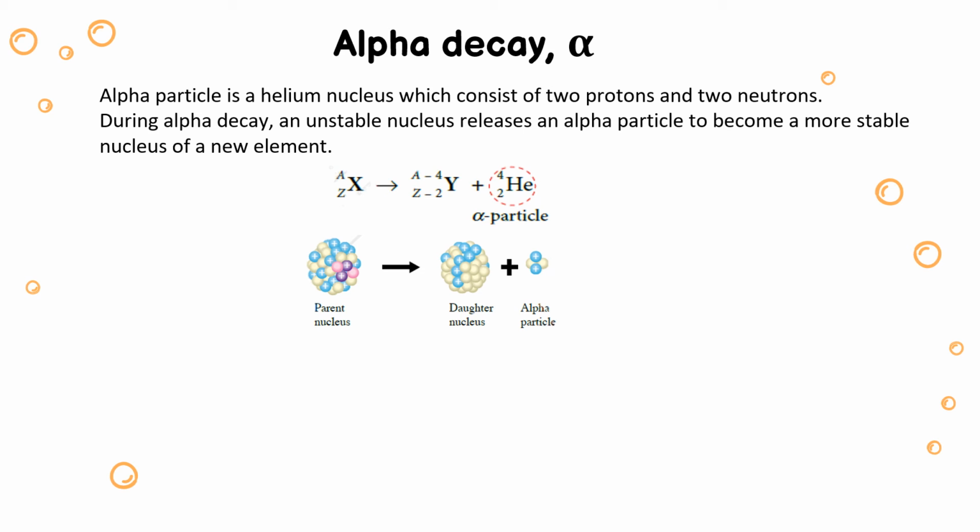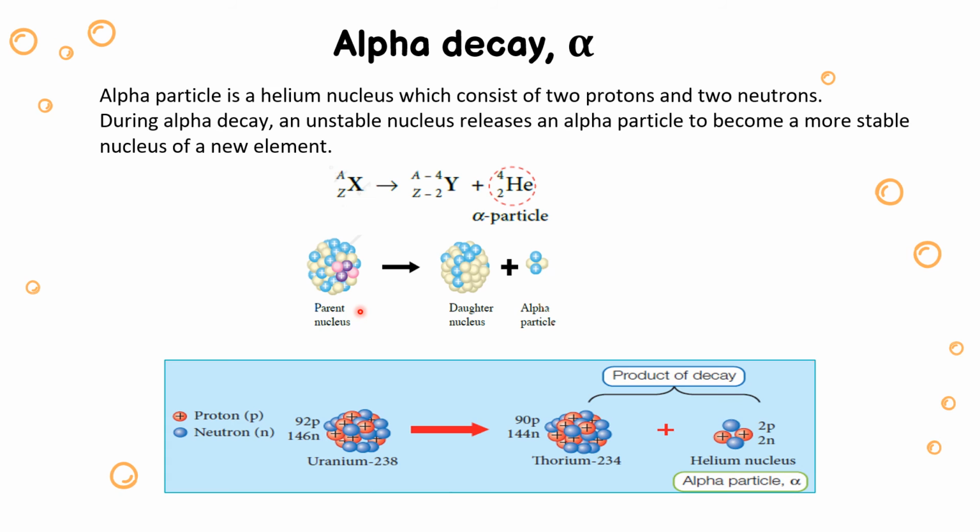The parent nucleus has proton number Z, while the nucleon number is A. So, after alpha decay, the daughter nucleus has proton number Z minus 2 and nucleon number A minus 4. It will produce the alpha particle, which is helium. The example is uranium-238. After the decay, it will become a new element, thorium-234, and it will produce the helium nucleus, the alpha particle.